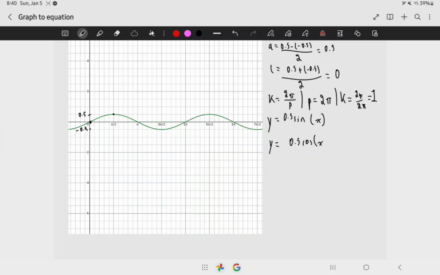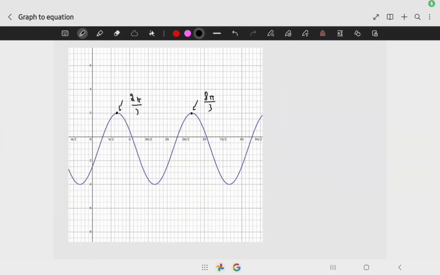That would be x minus pi over 2, because the graph shifts to the right by pi over 2. That's definitely an option. Or another way you could even do it is y equals negative 0.5 cos of x plus pi over 2.